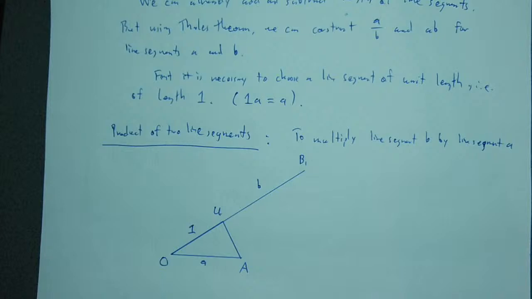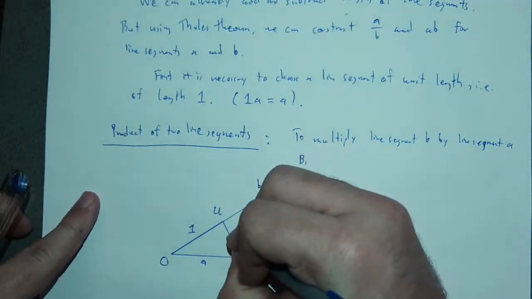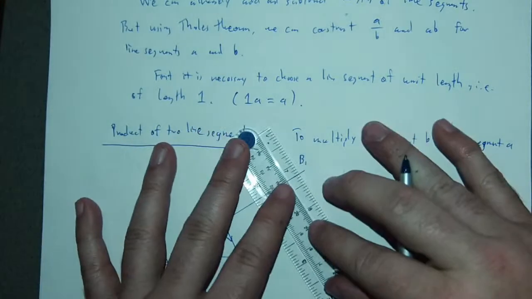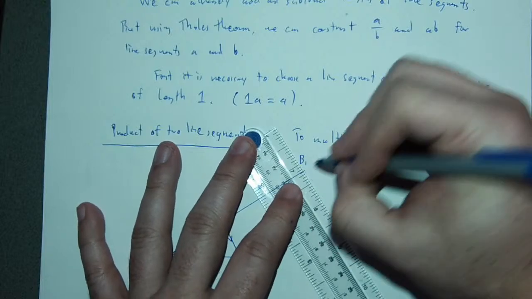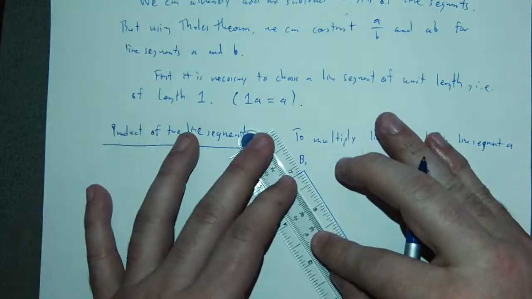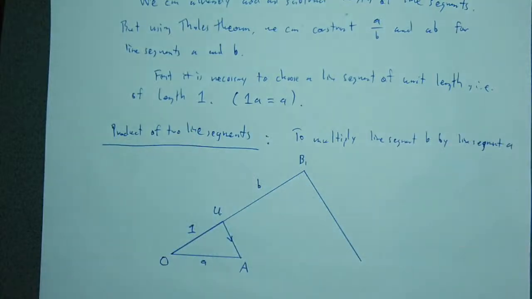Okay, so then what do I do? Then I construct the parallel to the line segment UA. So I have line segment UA, and you might remember this notation. I want to construct the parallel to that line segment UA, and so let's say that I've done that. Here's roughly what it looks like. I don't know if I went far enough. Yeah, I think I did.